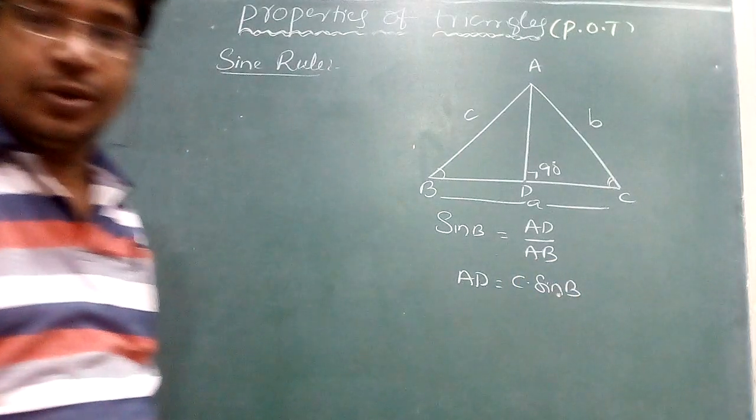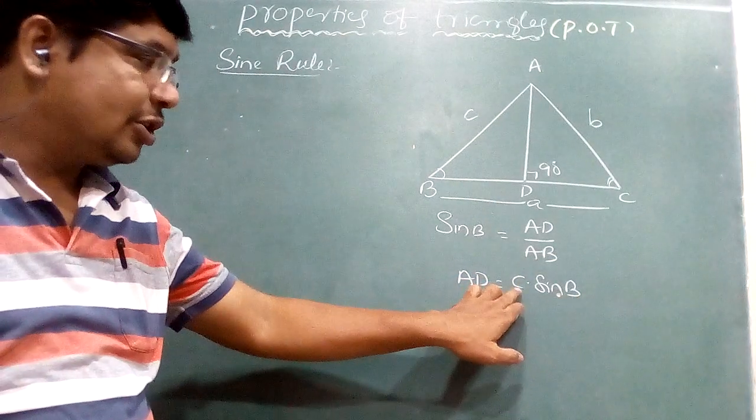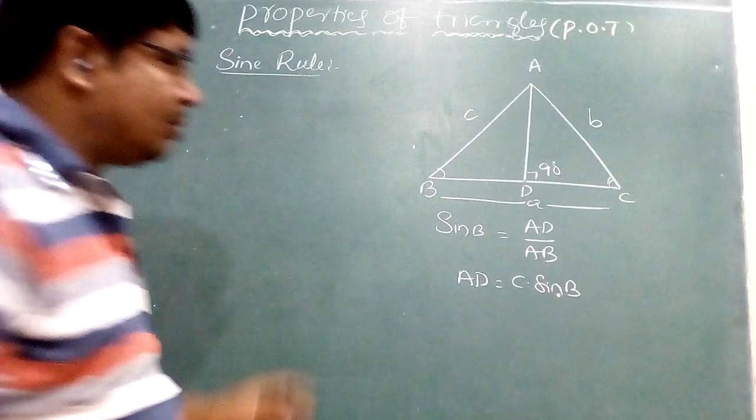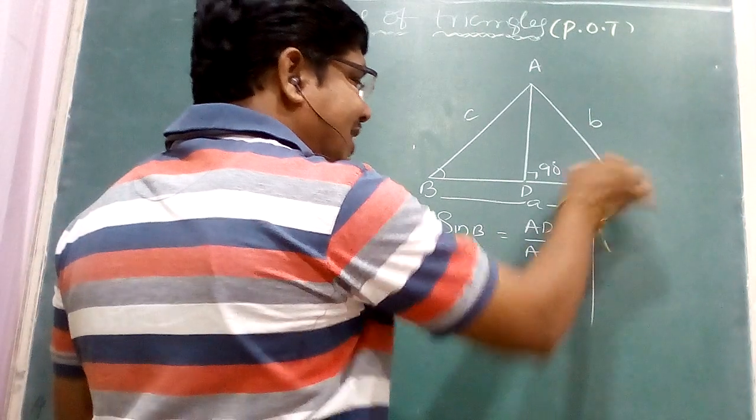Now, AD is equal to small c into sine B. From this one again, this side you can take as sine C.